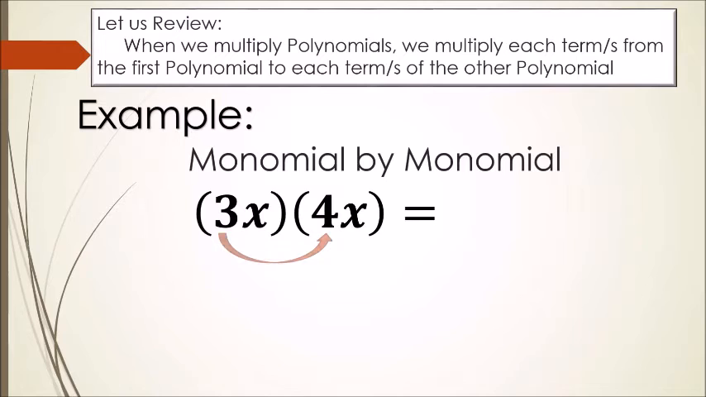So here, we multiply the two constants or the coefficients. 3 times 4 equals 12. Then, we multiply the variables. X times x equals x squared.